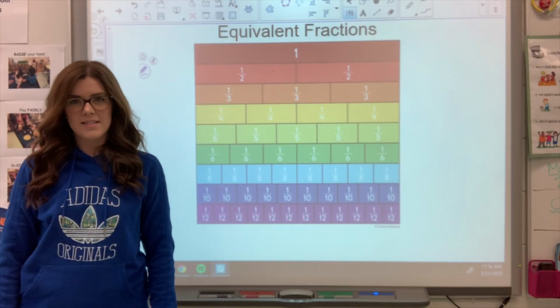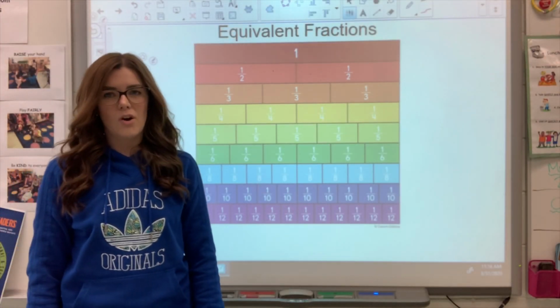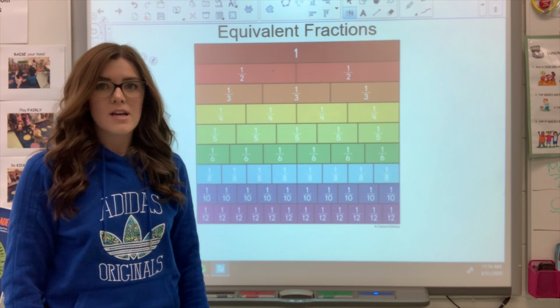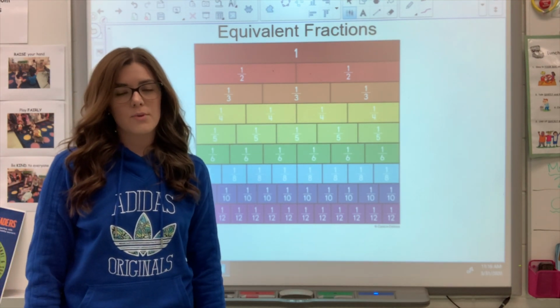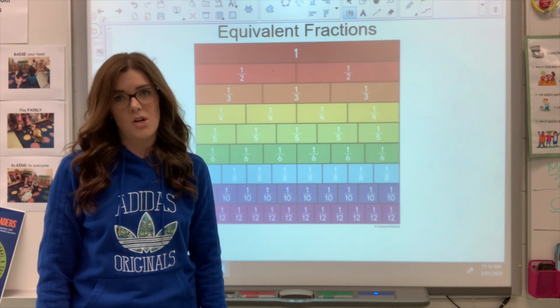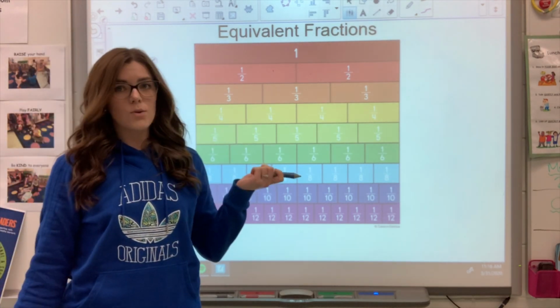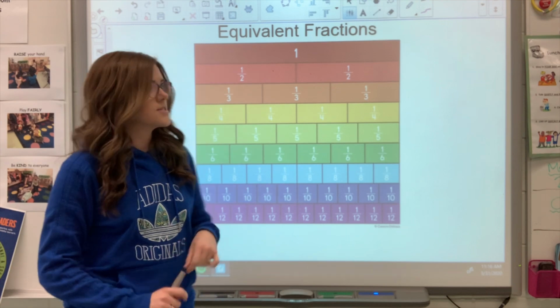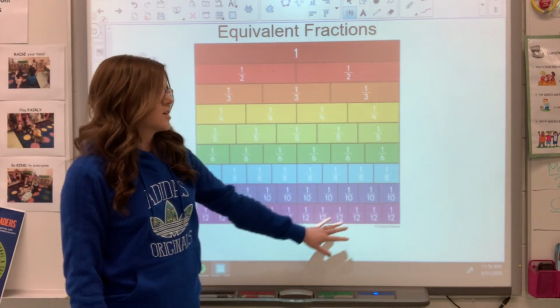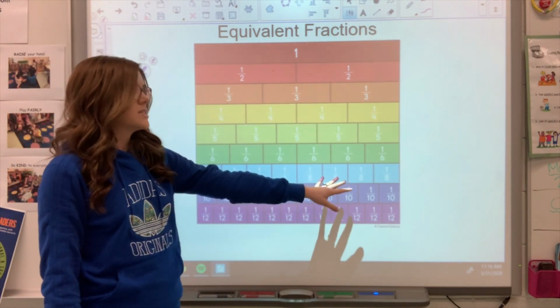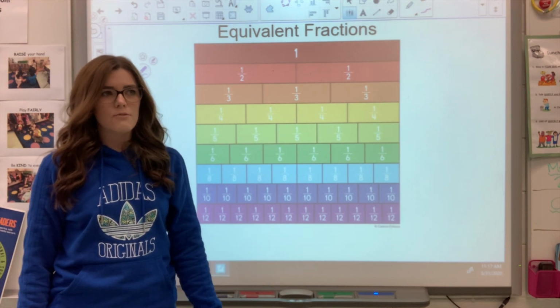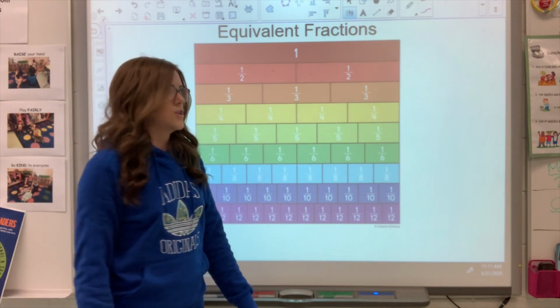Okay, your second lesson for fractions this week is on equivalent fractions. So in your last lesson, we looked at comparing fractions that have the same denominator. Now we're going to be looking at fractions that are equivalent, or equal, when they have different denominators. So to start, I have our fraction bars and fraction strips right here to give us a visual representation of fractions that are equal that have different denominators.